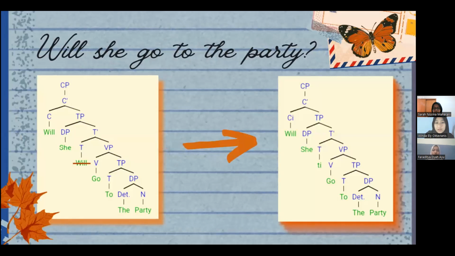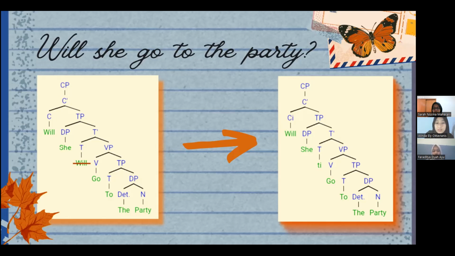Okay, in this slide, we have a tree diagram of the question, will she go to the party? The auxiliary will has already moved to C, so we have to remove the will that is located in T. And normally, we don't just cross out the word, we leave a trace. And what does the trace look like? Well, we leave the T and then put an index like i. So this would be T sub i, like in the right tree diagram.